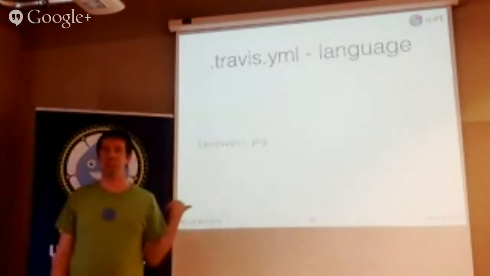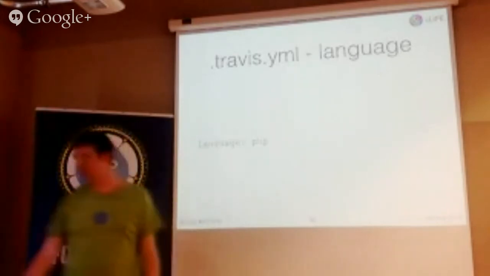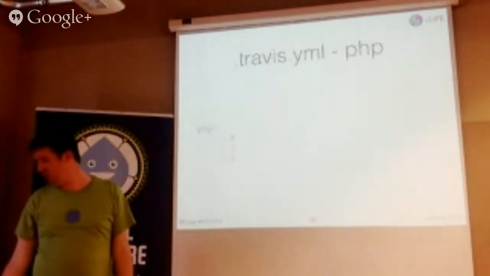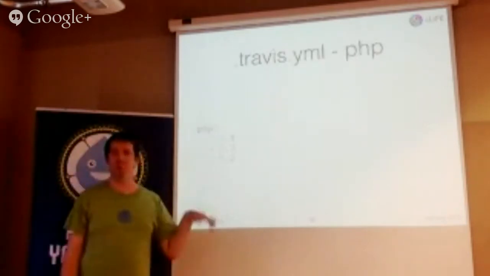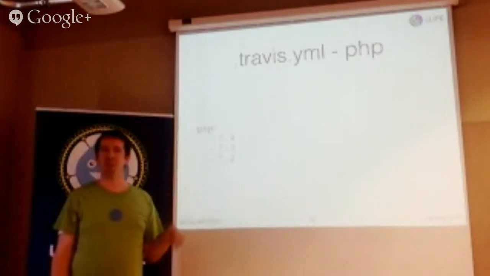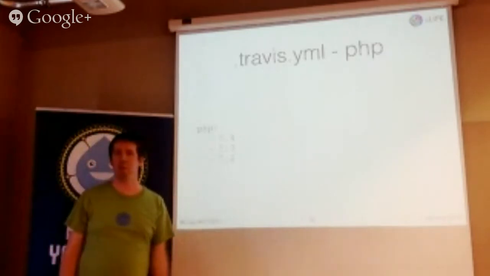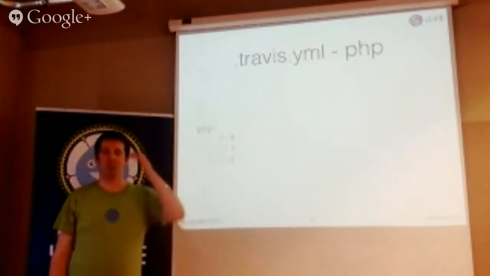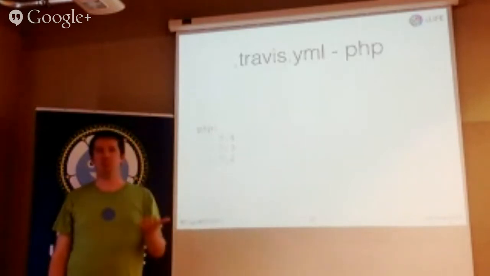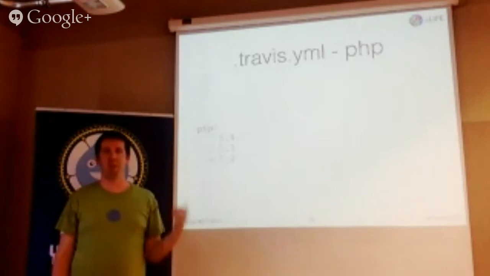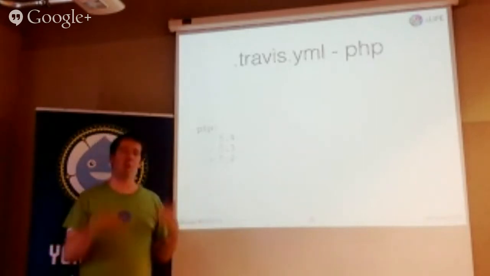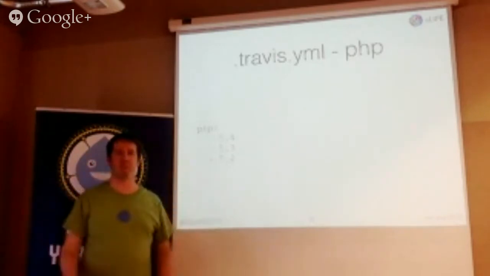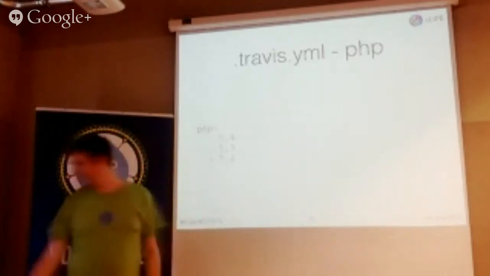You normally declare a language. For us, that's PHP. The default is Ruby. And you can specify which version or which versions of PHP you want to run. So why would someone want to put versions? If they're developing a contributed module or a distribution, they'll want to ensure that it works, not for whatever version, but for specific versions of PHP.